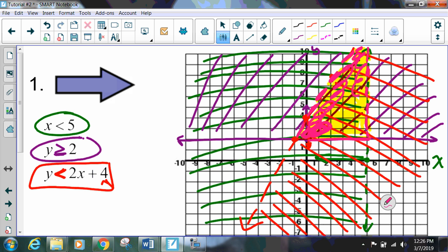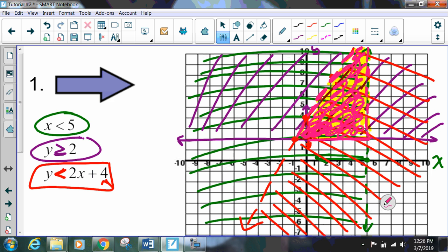Okay, so it should look like a triangle. Hopefully you've got the same thing. All right, so what did we just do? We graphed three inequalities, and wherever their shading overlapped, that's what we're going to call the solution to the system of these three inequalities.